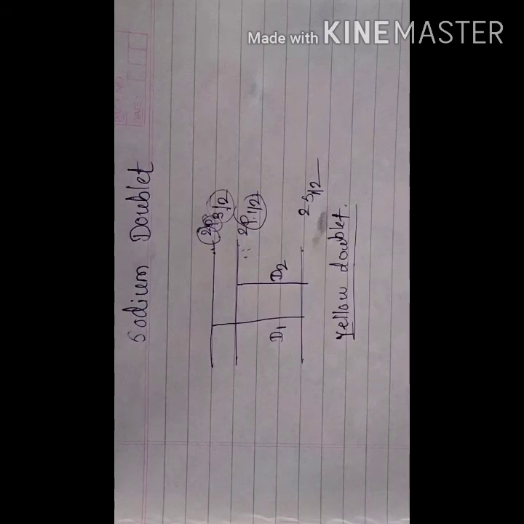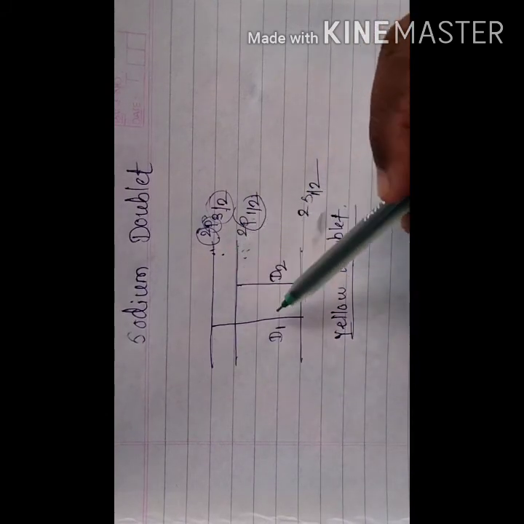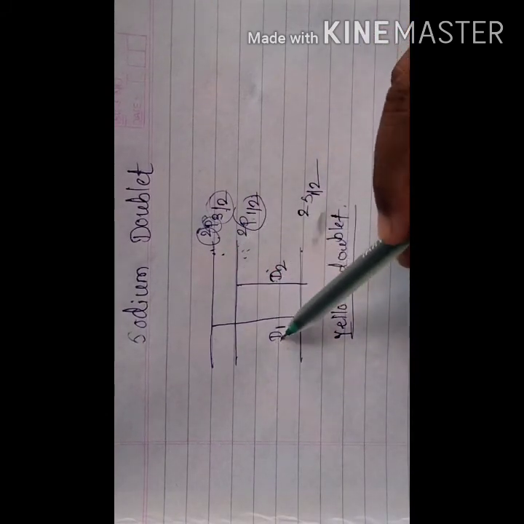Good morning students. In the last lecture we completed the sodium atom spectra. In this lecture we will see the sodium doublet. Here these are the doublets of the sodium atom, D1 and D2.